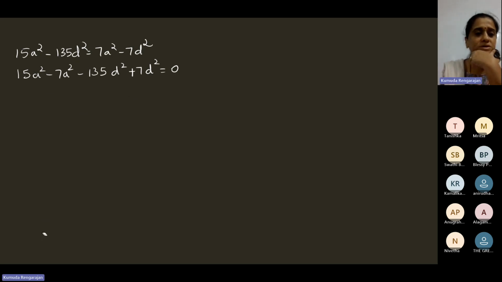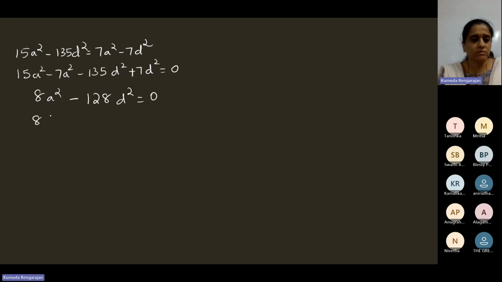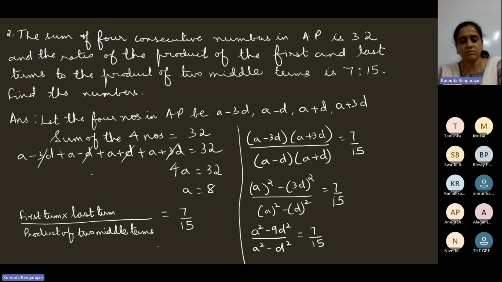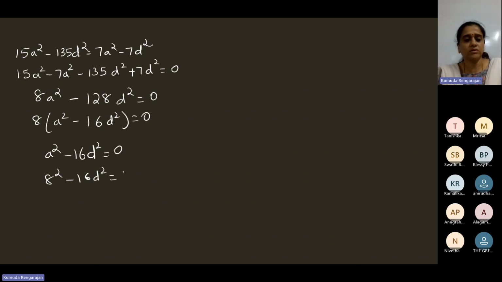15a square minus 7a square, minus 135d square plus 7d square. 8a square minus 128 d square is equal to 0. I can take 8 common. a square minus 16 d square is equal to 0.